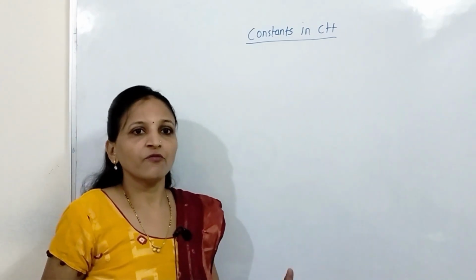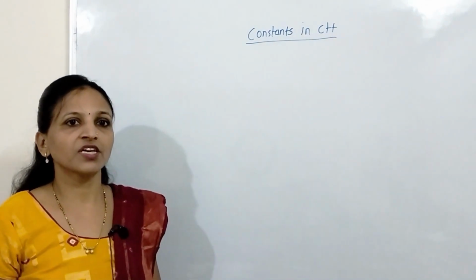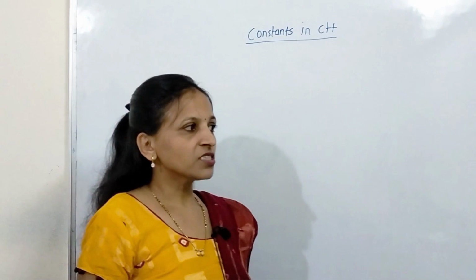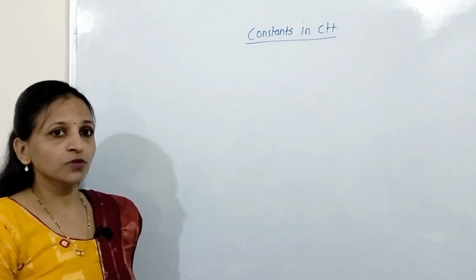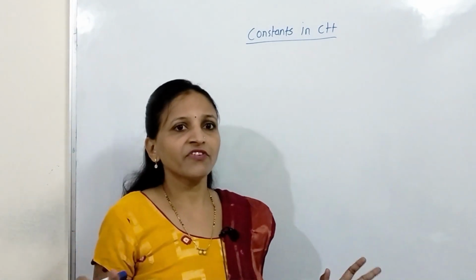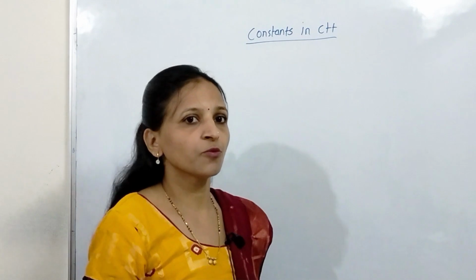We have seen variable. Variable is a name given to a memory location whose value can be modified during execution of a program. And constants are just memory locations whose value should be fixed. We cannot modify its value during execution of a program. That is the concept of constant.